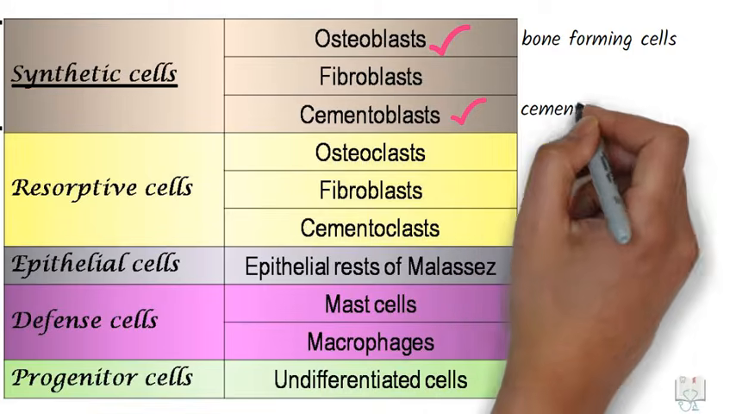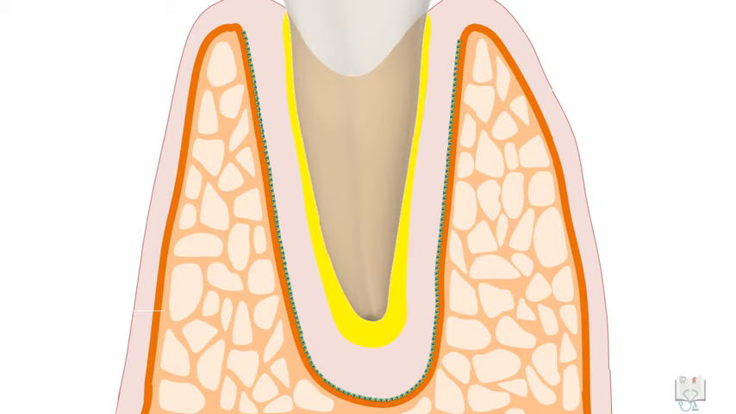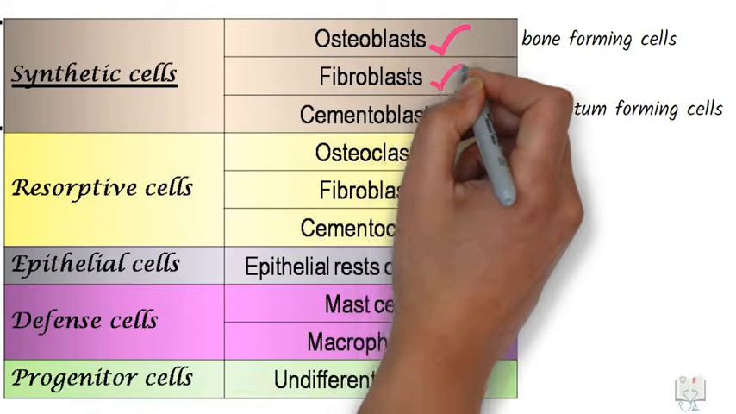Cementoblasts. Cementoblasts are the cementum forming cells. In the periodontium, cementoblasts are present on the surface of cementum. They are cuboidal to spindle shaped cells.